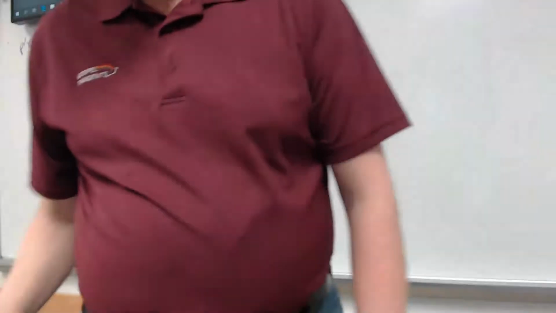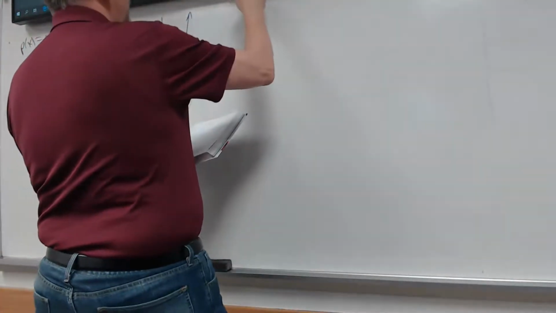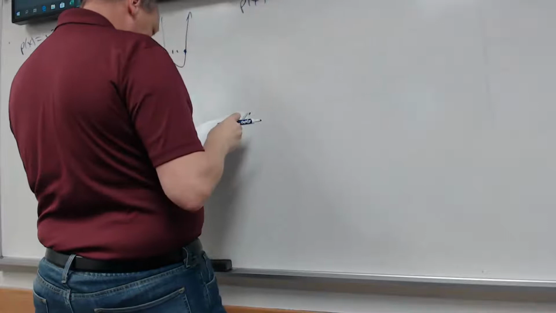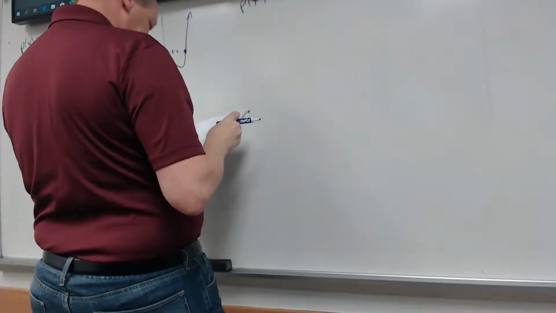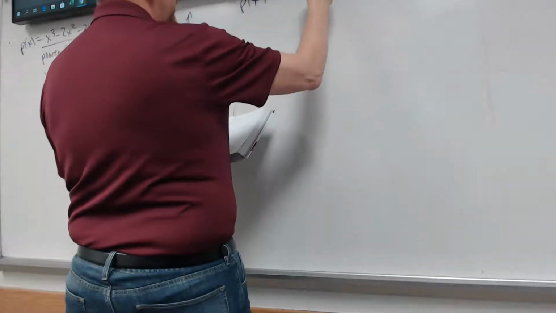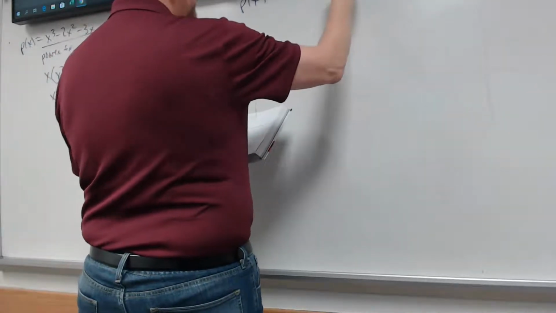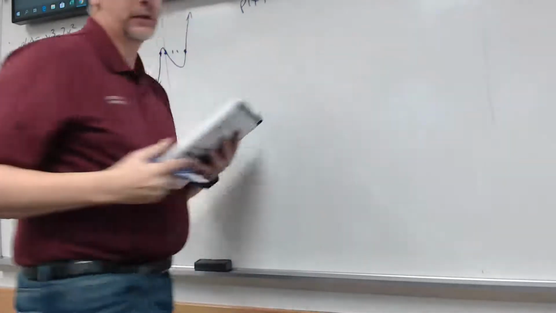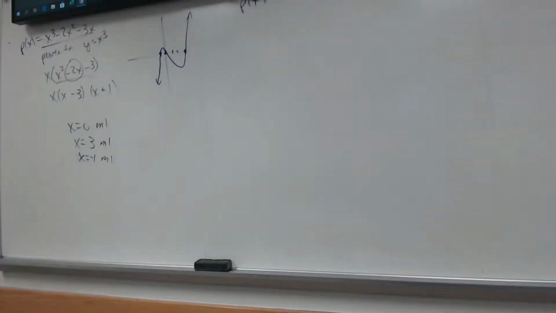How about P of x equals negative 2x to the fourth minus x cubed plus 3x squared. And we're going to pick on Jeffrey. I think it's your turn.